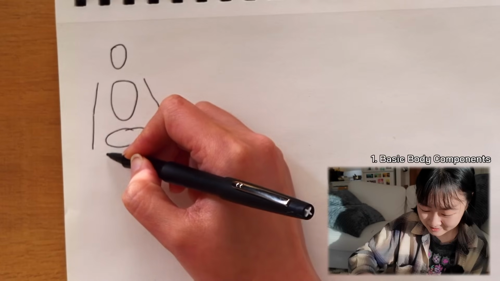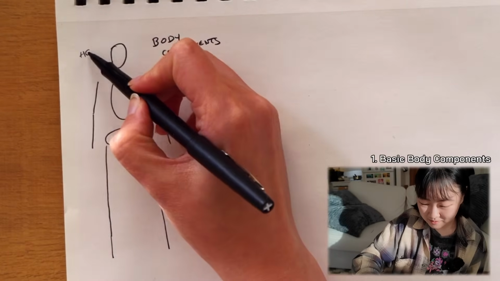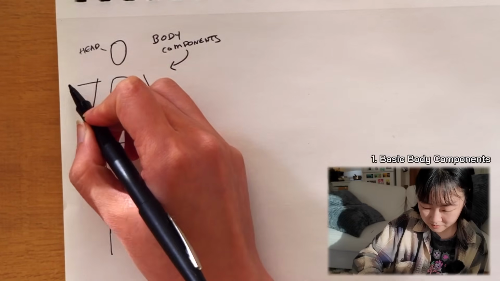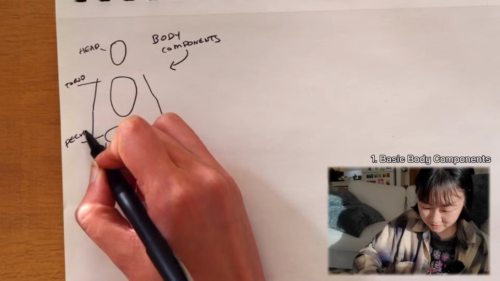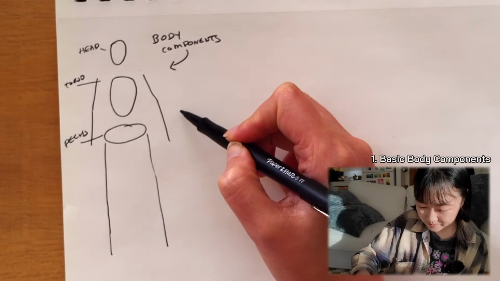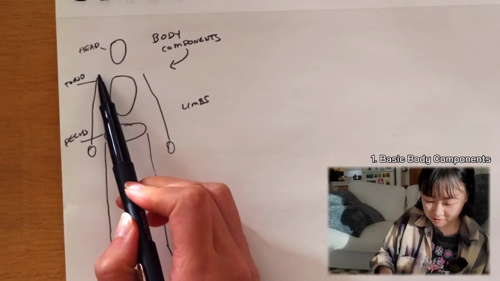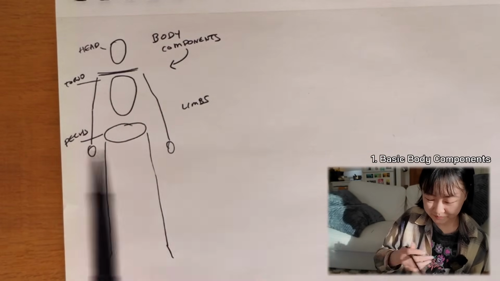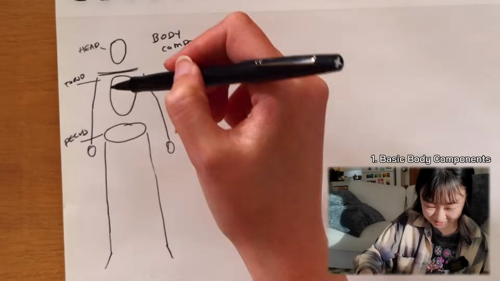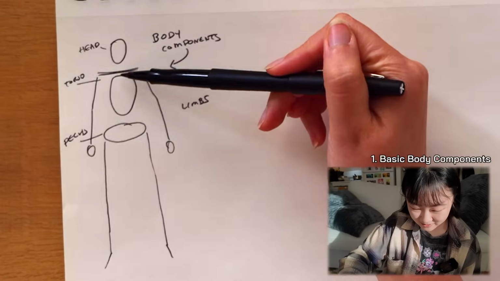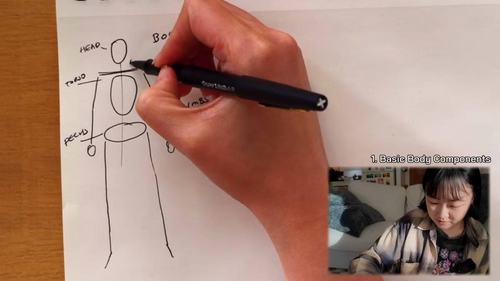Arms, legs. So we have all the body components. Head, torso, pelvis, and then all the limbs. On top of this, I usually like to add the collarbone, shoulder gesture line. I don't know what it's gonna be called, but that. And then we can add the spine in if we want. Collarbone and spine.